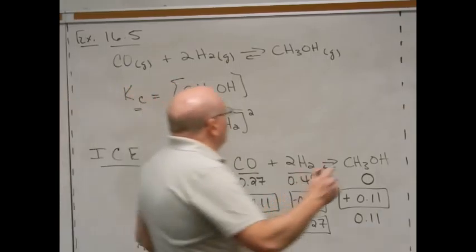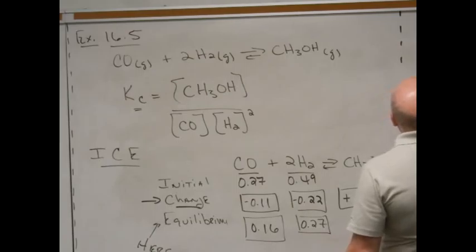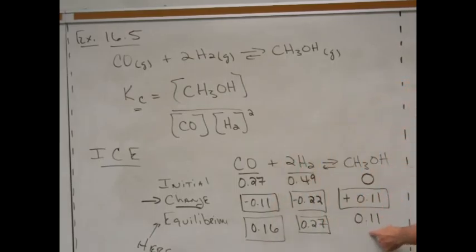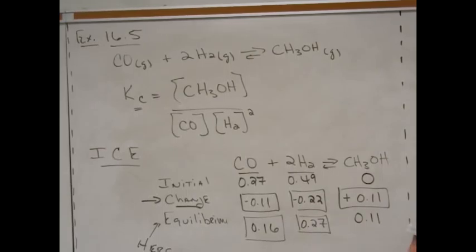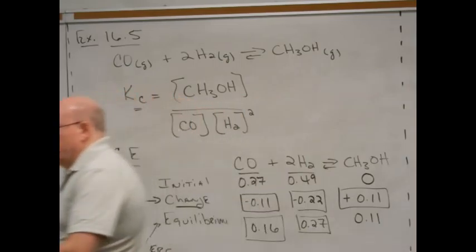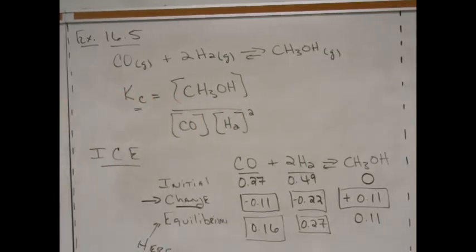Let's take the numbers and put them up here. Kc. Concentration of CH3OH, 0.11. Then 0.16. Then 0.27. Don't forget the square. Good.